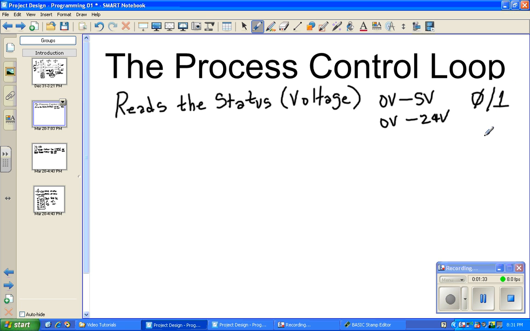How does it do that? Every digital system has something called a threshold voltage. A threshold voltage is the dividing line between when the microcontroller will see a 0 or will see a 1.